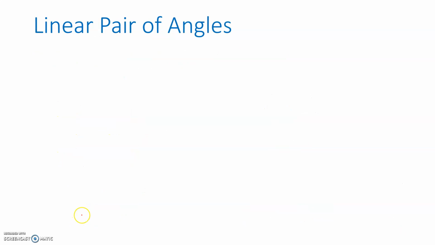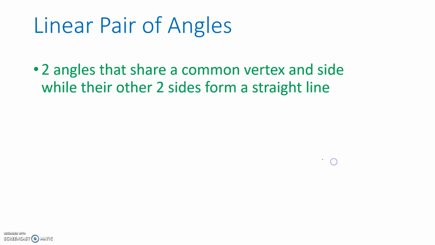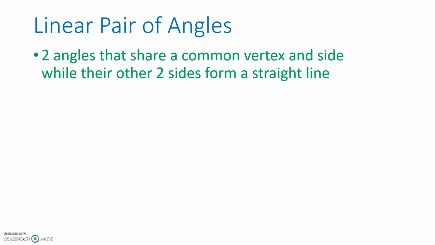Okay, linear pairs of angles. Two angles that share a common vertex and side, while their two other sides form a straight line. So linear pair of angles are two angles, that's their category. How are they different from all other pairs of angles? They share a common vertex and side, and their other two sides form a straight line.